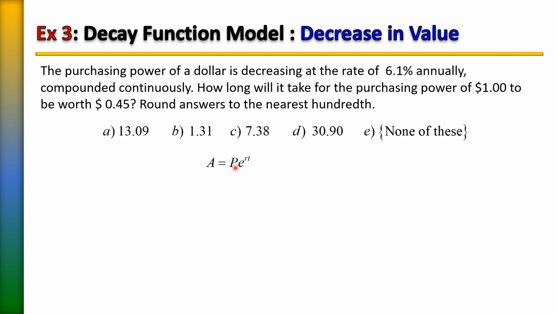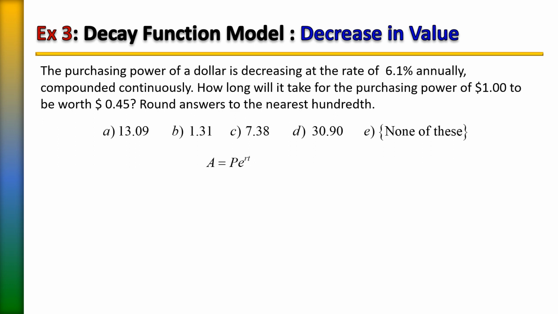So P is what it presently is, the purchasing power of $1. So it's at $1 right now. And with it decreasing or decaying, the future value is going to be less. What is it going to be? Yes, 45 cents. So A equals 0.45. So remove the P, replace it with a dollar, remove A, and replace it with 45 cents.